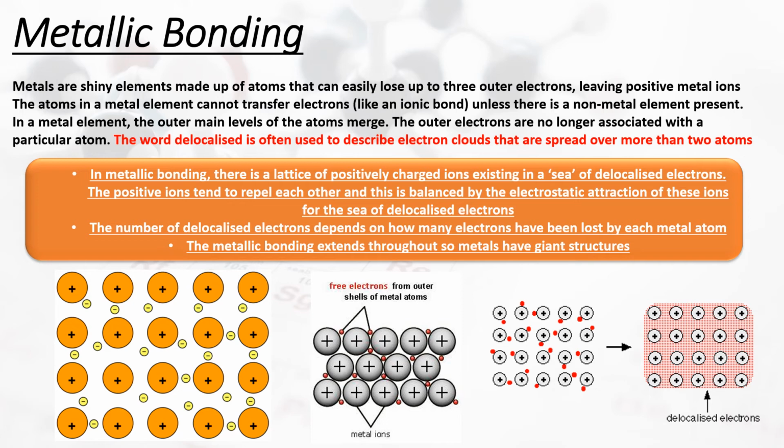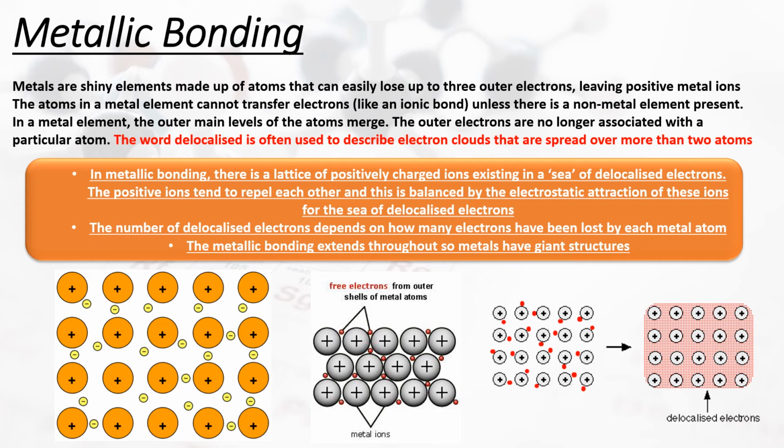The positive ions tend to repel each other because they are of the same charge, but this is balanced by the electrostatic attraction of these ions with the sea of delocalized electrons, that positive-negative electrostatic attraction. Now, the number of delocalized electrons depends on how many electrons have been lost by each metal atom. So, for example, in sodium metal there are fewer delocalized electrons than in magnesium metal, because we have 2 electrons being lost from magnesium versus 1 being lost from sodium.